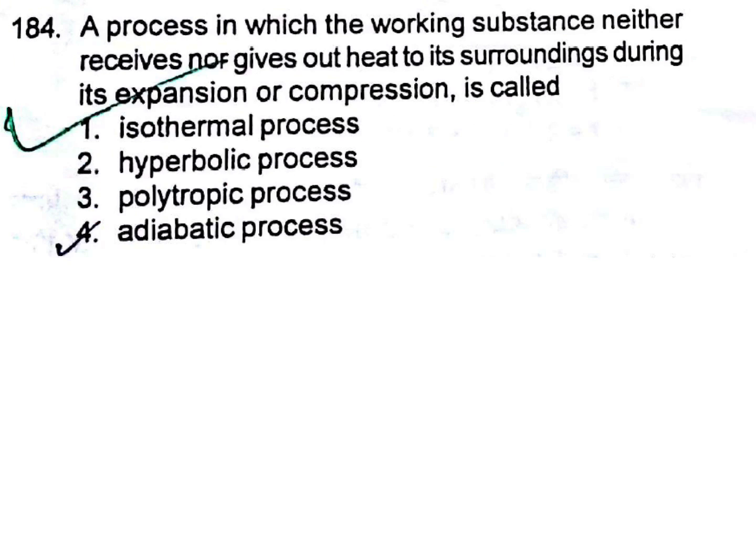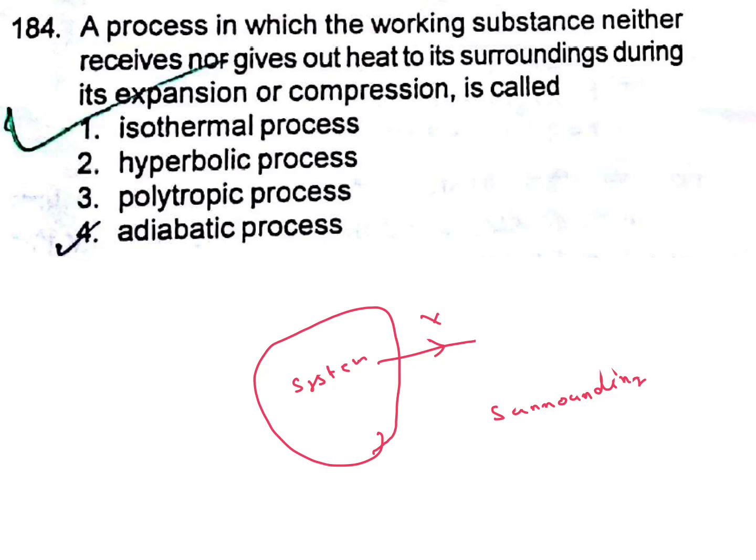A process in which the working substance neither receives nor gives out heat to its surroundings during its expansion or compression is called an adiabatic process. This is the system, and outside is the surrounding. This is the boundary. No heat flows from system to surrounding, or from surrounding to system. This is the adiabatic process.